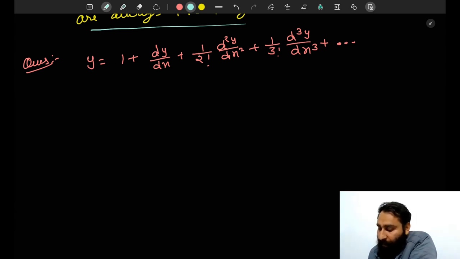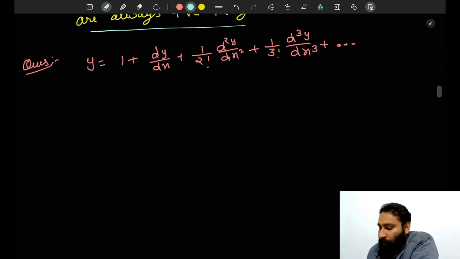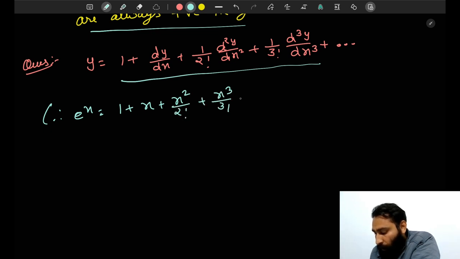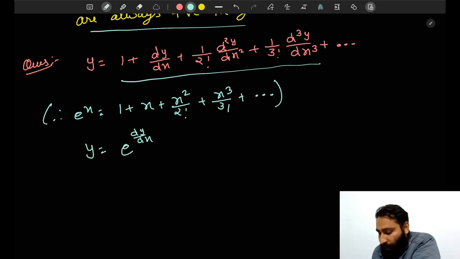y = 1 + dy/dx + (1/2!) d²y/dx² + (1/3!) d³y/dx³ + and so on. When we see this question, these terms look like the expansion of e to the power x. The expansion of e^x is 1 + x + x²/2! + x³/3! + so on. If we replace x by dy/dx, the question looks similar. Then we say that y = e^(dy/dx).